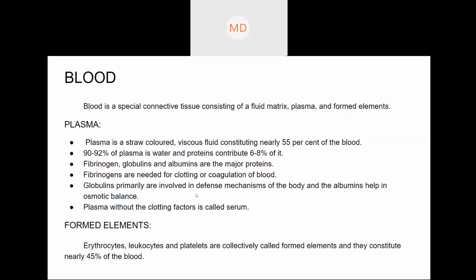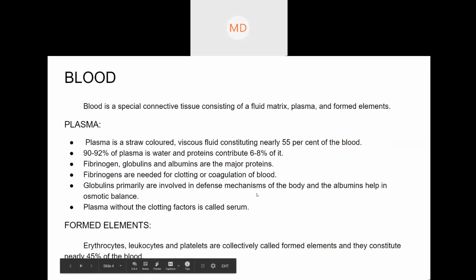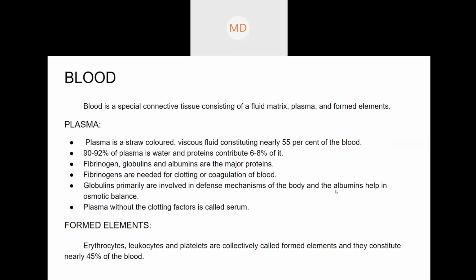Globulin is involved in the self-defense mechanism. Albumin is for osmotic balance, that is also discussed. That is the water balance in your body. All of you know that in the human body, the majority of the portion is water. So this albumin protein present in the plasma helps in maintaining that water balance. And plasma without the fibrinogen is known as serum. Yesterday it was done up to here.